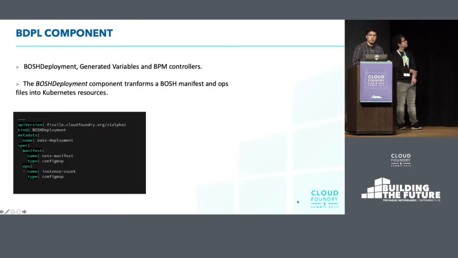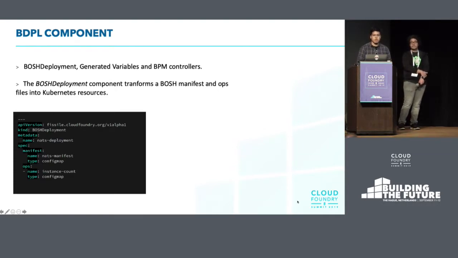So let's take a look at each of the components. As I said, the first one is the BOSH deployment component. It has 3 controllers: the BOSH deployment, the generate variables, and the BPM controllers. While I'm moving through the next slides, I will explain it in a way that you will see relationships between these 3 controllers and the next components. This is the most important component because it hosts the BOSH deployment controller, which is the one that will read your BOSH manifest and trigger the conversion of BOSH into Kubernetes resources.